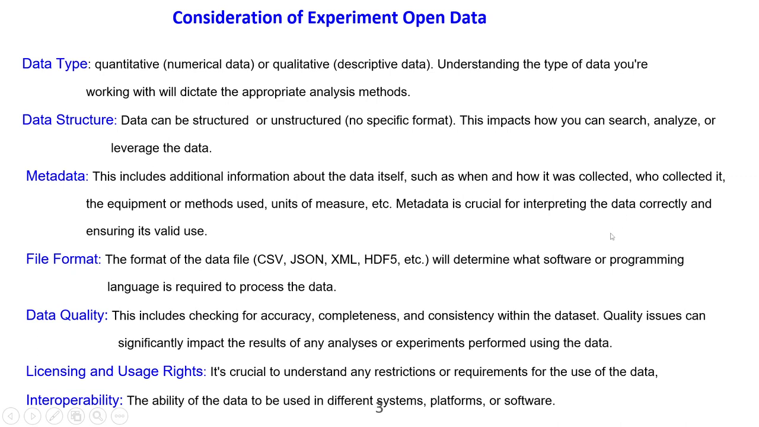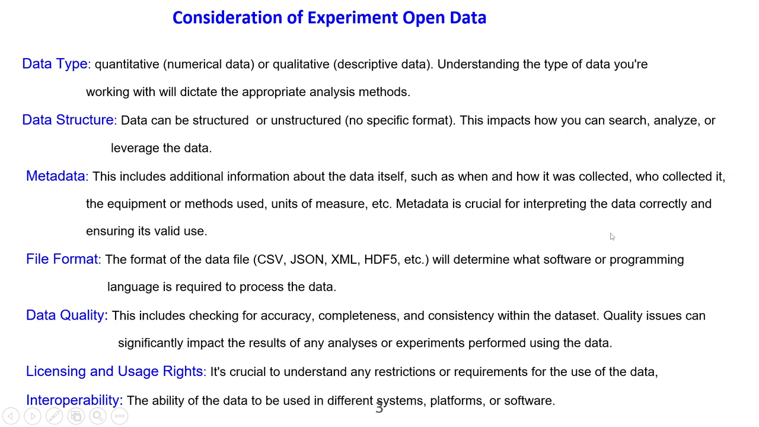So no matter whether you are the publisher or the user, what are the considerations of experiment open data? There are the following items you should consider. There are data type, data structure, and metadata, which is the description of data. This includes additional information about the data itself, such as when and how it was collected, who collected it, the equipment or methods used, units of measure, etc. Metadata is crucial for interpreting the data correctly and ensuring its valid use.